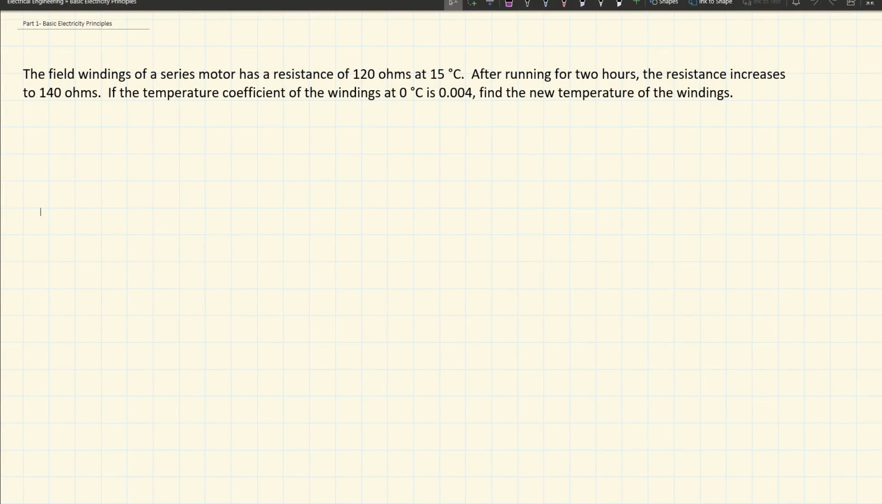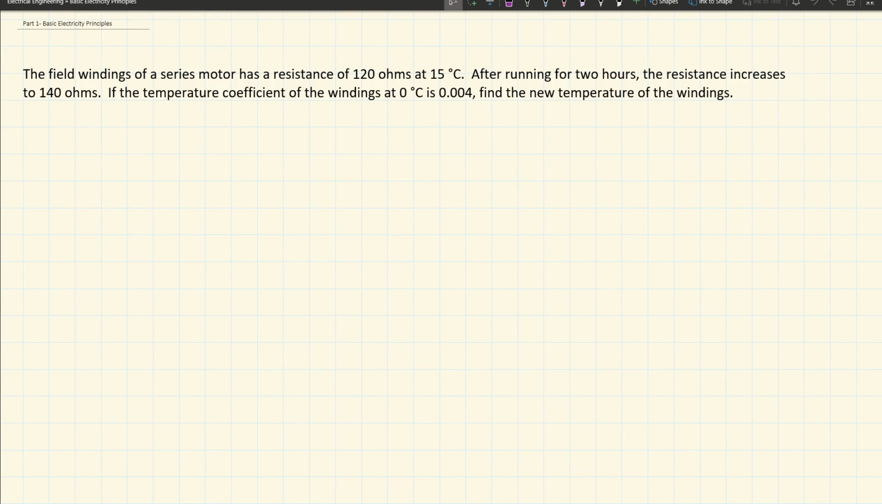For this problem, the field windings of a series motor have a resistance of 120 ohms at 15 degrees C. After running for 2 hours, the resistance increases to 140 ohms. If the temperature coefficient of the windings at 0 degrees is 0.004, find the new temperature of the windings.